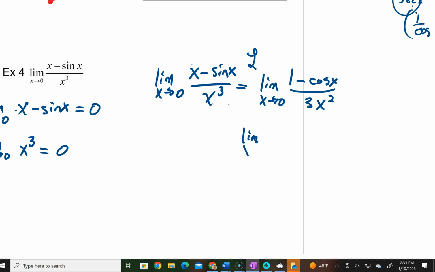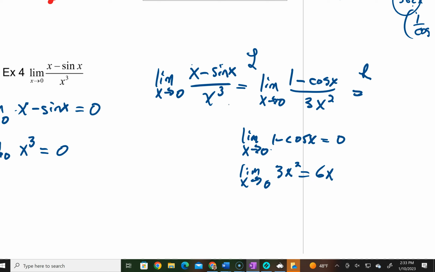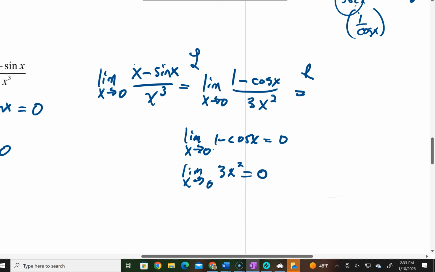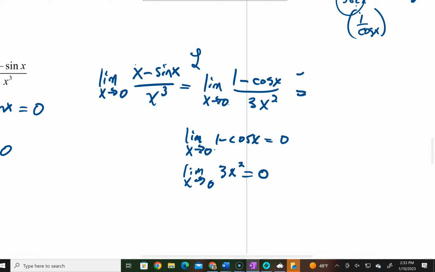You could say, look, we're going to do L'Hopital's again. Look, cosine of 0 is 1. 1 minus 1 is 0. Well, gosh, 3x squared, that's just going to be a 6x. So sorry, that's going to 0. My gosh. Sorry about that. L'Hopital's one more time, perhaps? Or do we have to do 2 more times?